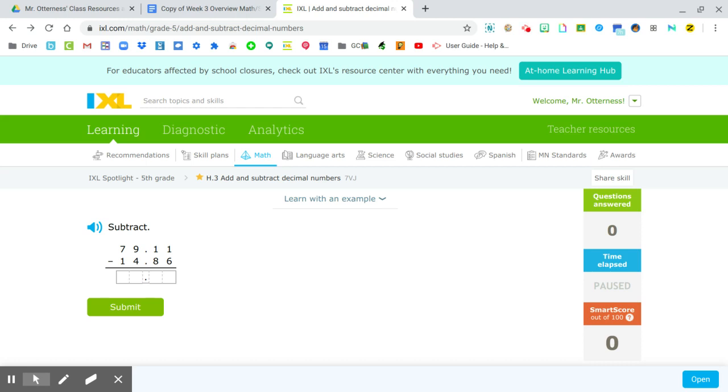All right, fifth graders, I am going to walk you through this skill to do a little bit of review, remind you of some of the strategies and tips that we've learned so far this year. And this skill, of course, is adding and subtracting decimal numbers.